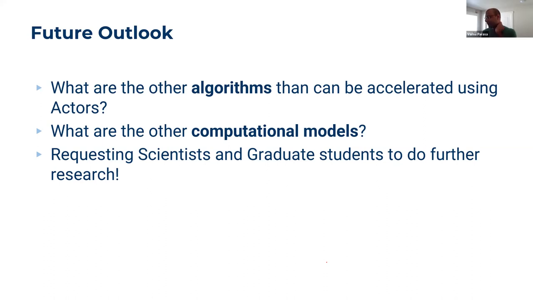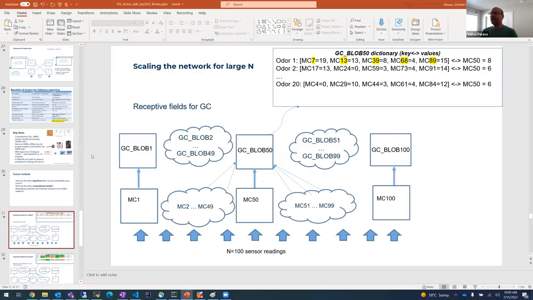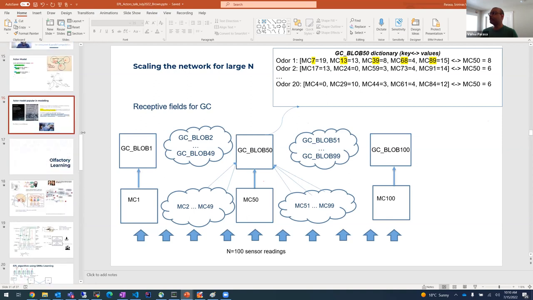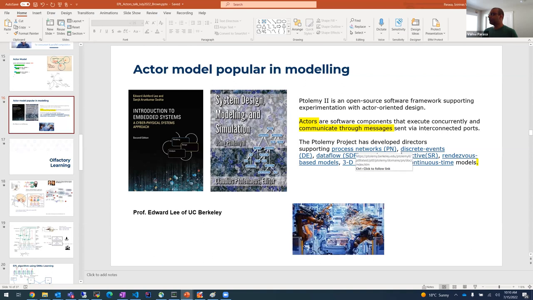This algorithm happens to be very favorable to the actor model, but from the research which Professor Edward Lee from UC Berkeley has done, it has been shown that actors can model a whole range of systems. Actors can model process networks, discrete event systems, data flow, synchronous reactive, and continuous time models. His research team has done a lot of PhD theses showing how you can use this basic actor framework to model a whole range of systems. This entire book is about system design, modeling, and simulation. He's a proponent of the actor model, and this book, Introduction to Embedded Systems, shows how these actors can be used to model a whole bunch of systems.